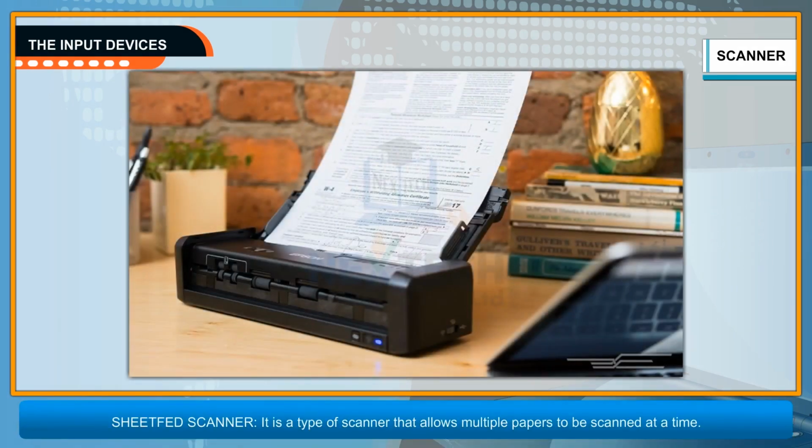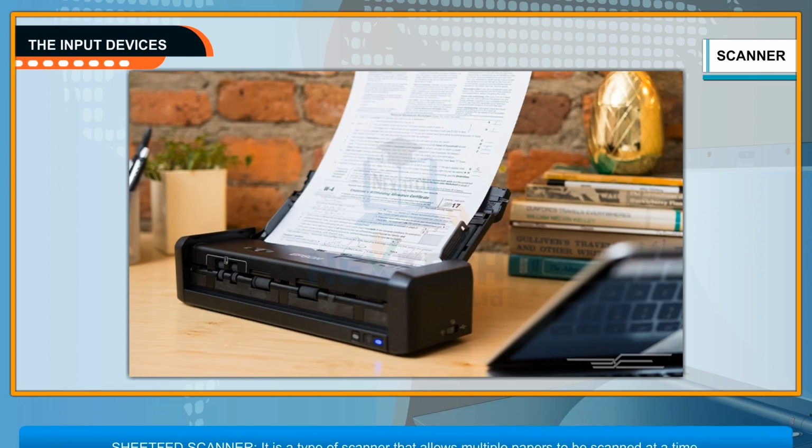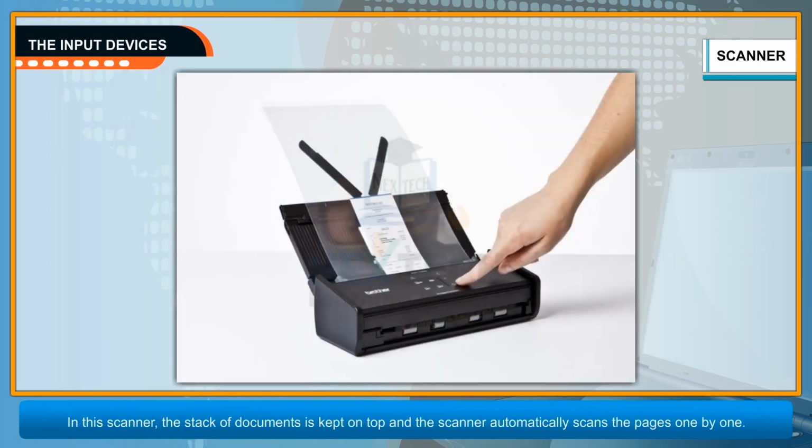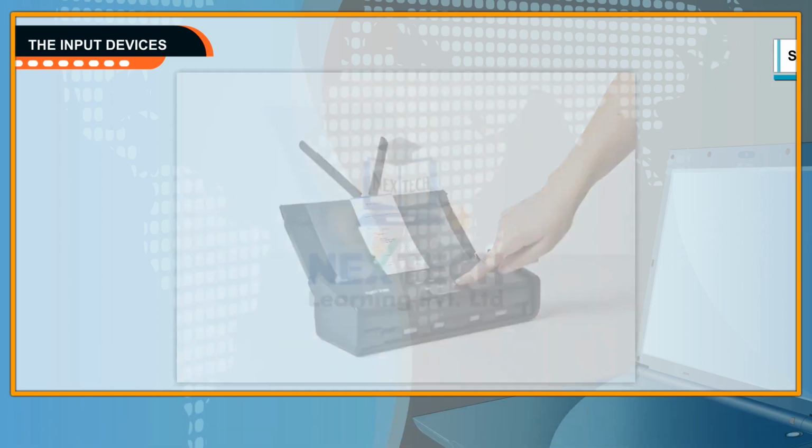Sheet-fed scanner. It is a type of scanner that allows multiple papers to be scanned at a time. In this scanner, the stack of documents is kept on top and the scanner automatically scans the pages one by one. It is widely used in offices to scan documents.